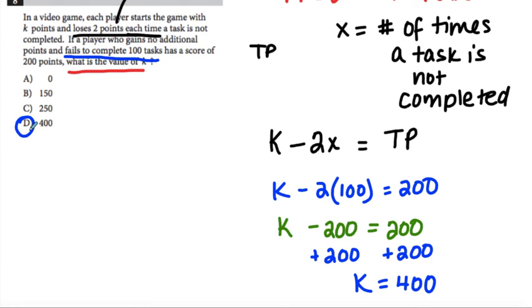Hopefully that helped, guys. Again, it's really nice when you think about linear functions to help you on this test, because there's a lot of questions that relate to linear relationships.